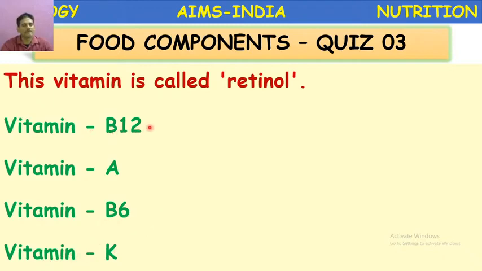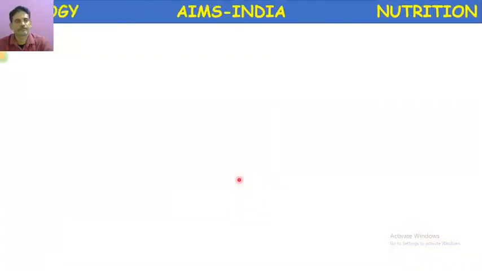So what is the common name of vitamin B12 here? Cyanocobalamin. Vitamin B6, pyridoxine. Vitamin K, phylloquinone. So here, vitamin A is the right answer. So what is the correct answer? Option B. Vitamin A is called retinol. Next question.